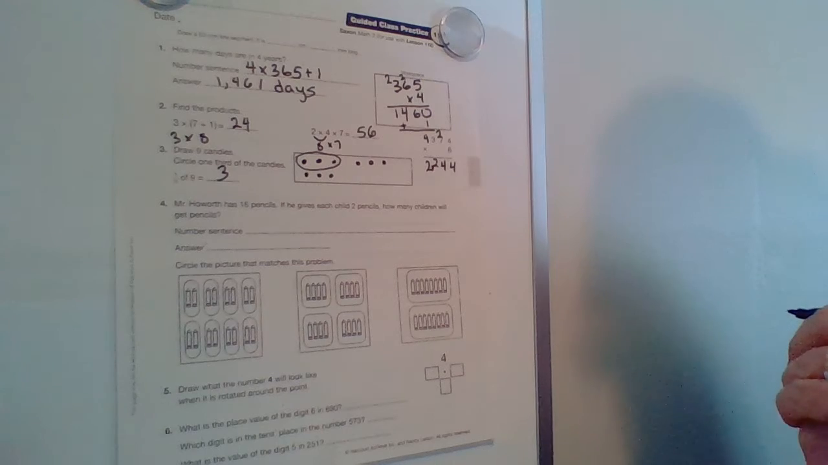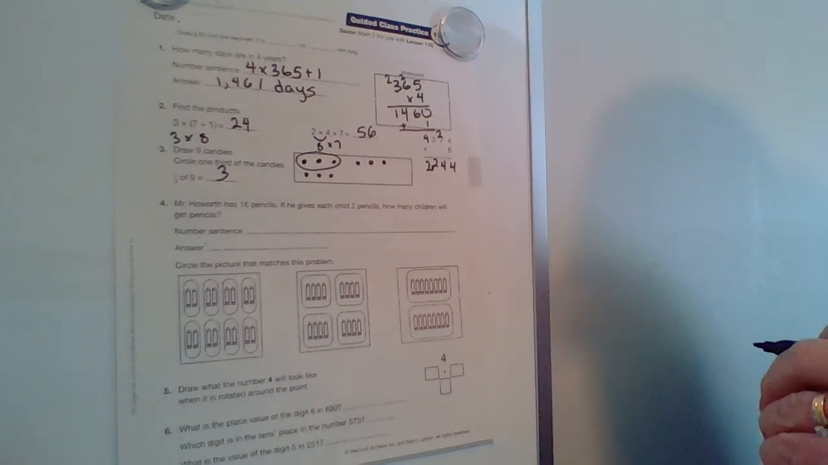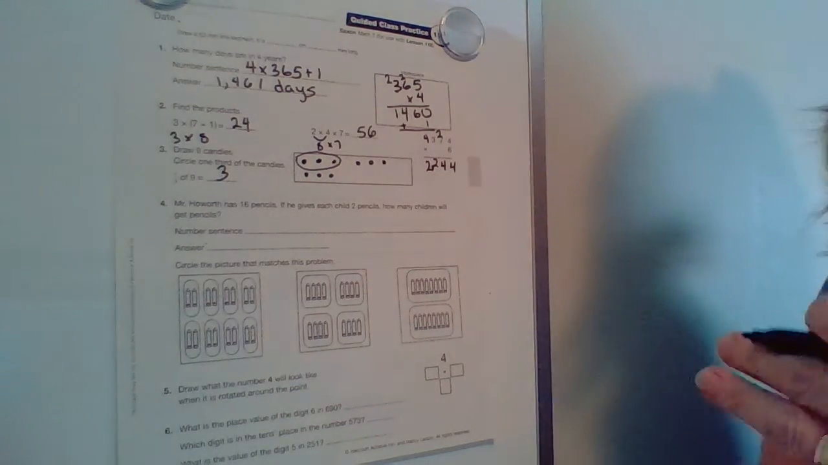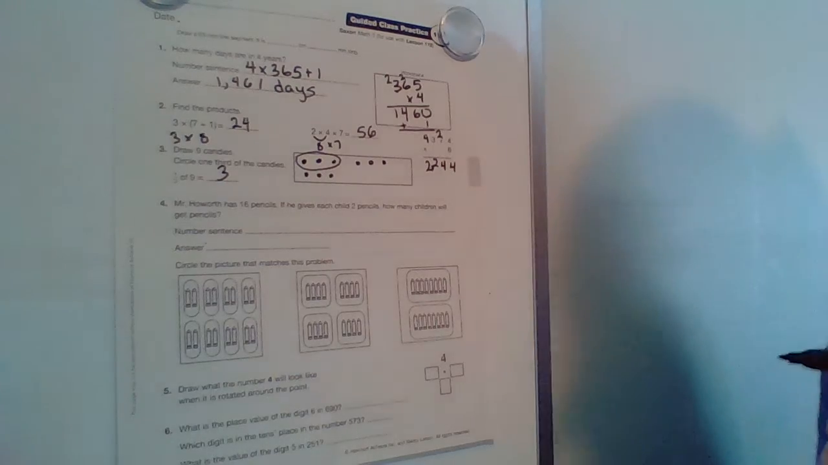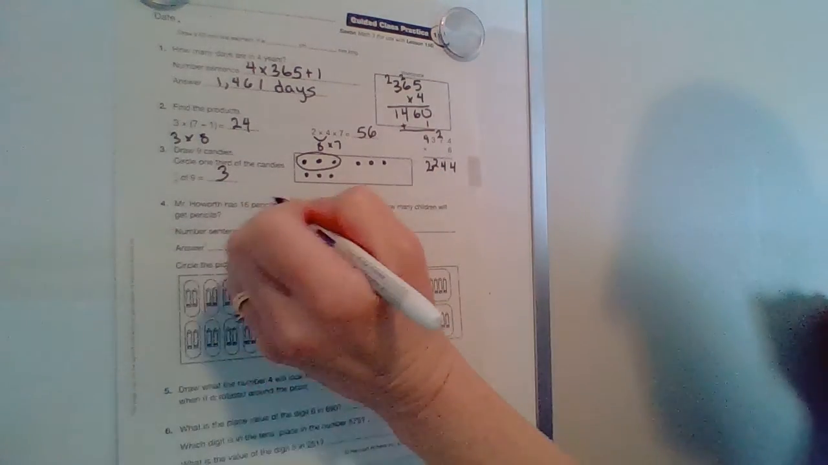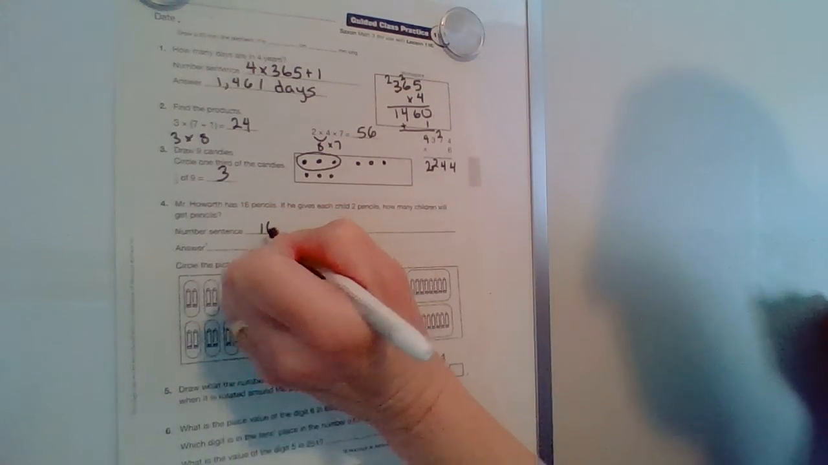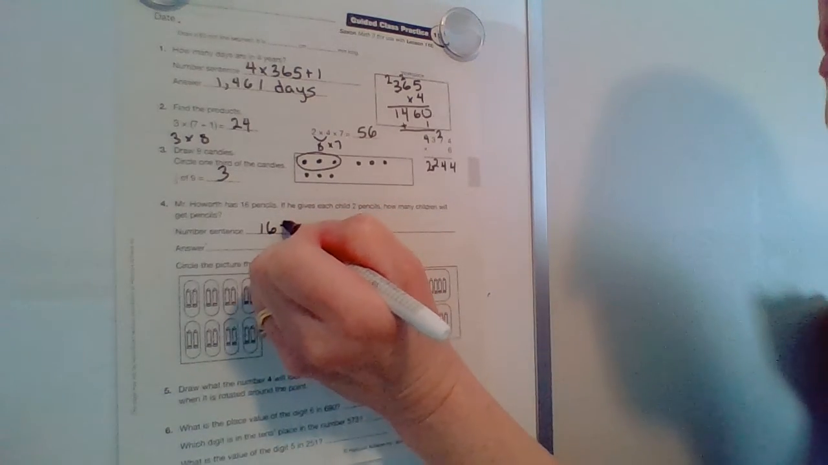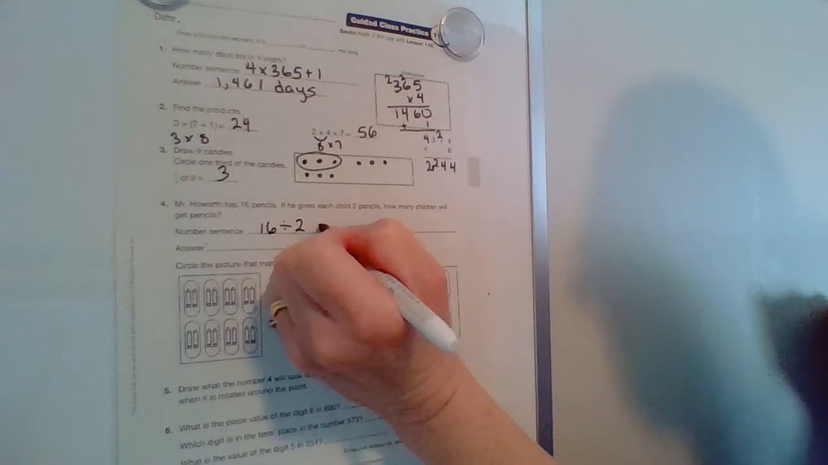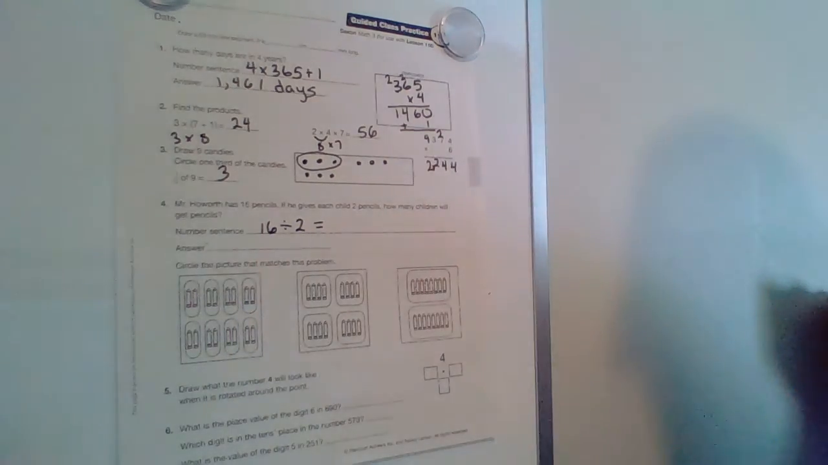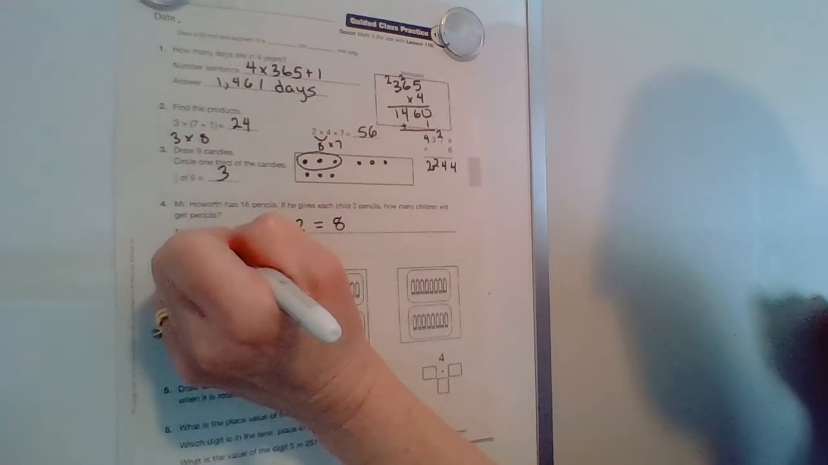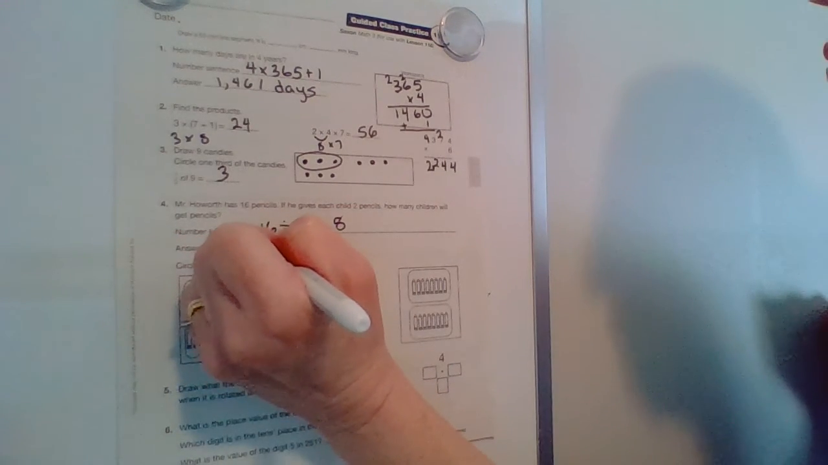Mr. Holworth has 16 pencils. If he gives each child 2 pencils, how many children will get pencils? This is a division problem, because he has 16 of these, and he's going to give each child 2. We're not going to subtract, we're going to divide. 16 divided by 2. How many children will get pencils? The answer is 8 children.